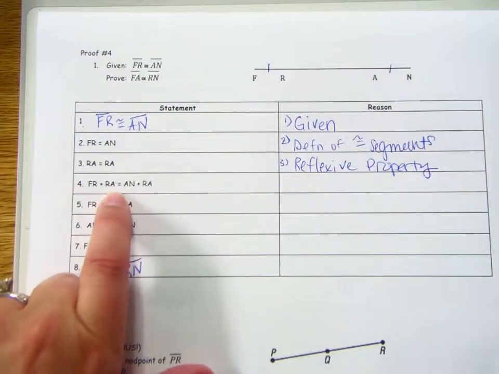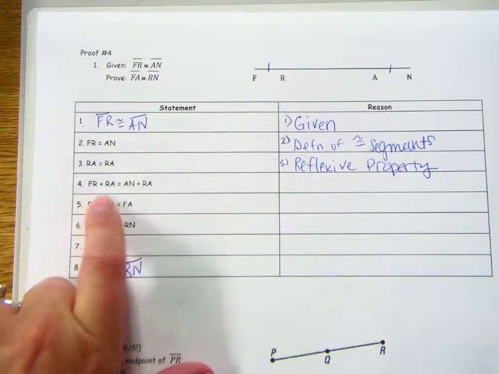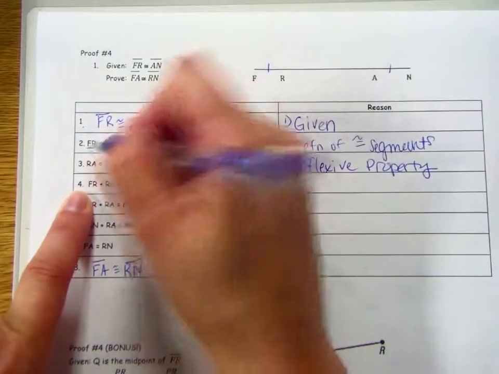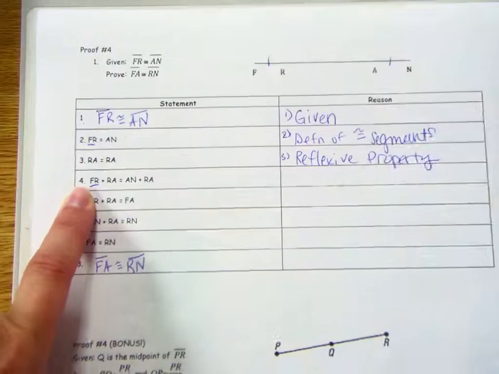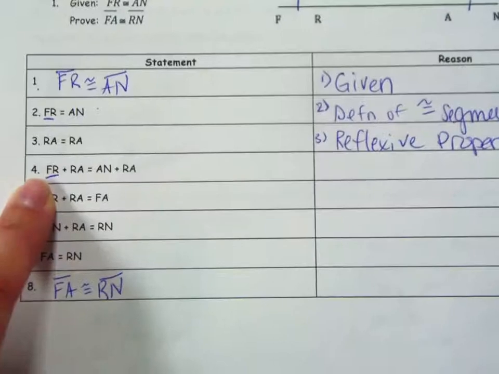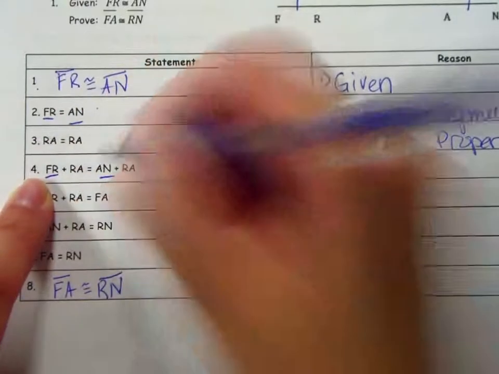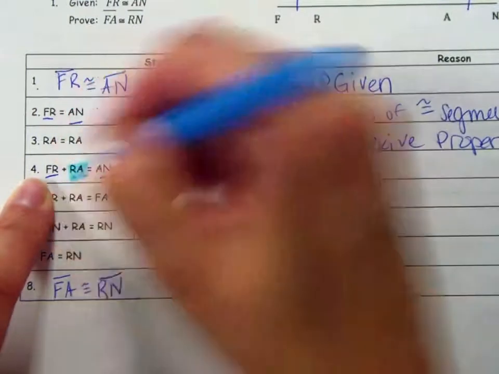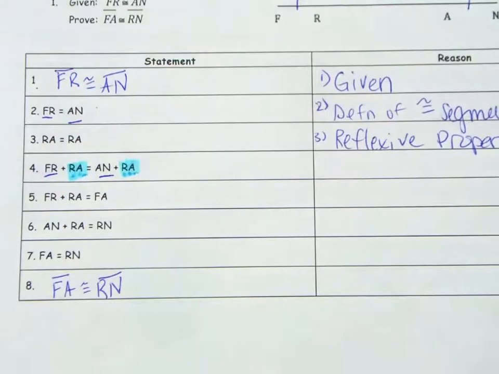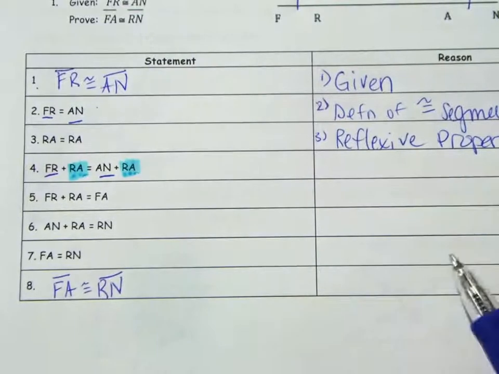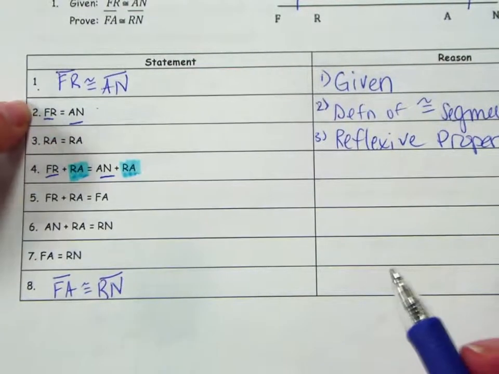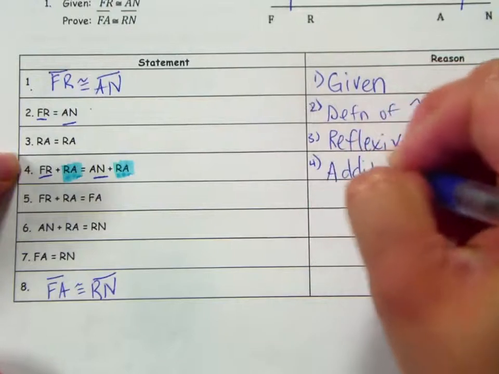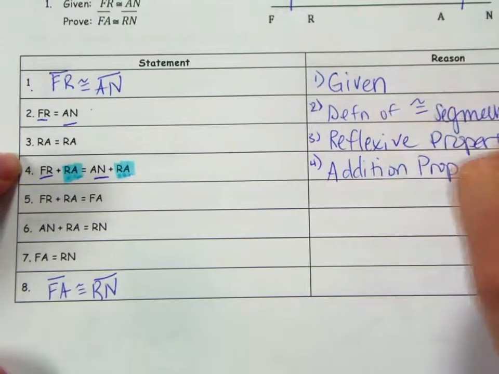Okay, now coming to statement 4. If you look at statement 2 compared to statement 4, you might see that we have FR on the left-hand side. We have AN on the right-hand side. What's different is that we are adding on the length of RA to both sides of this equation to make this one. We add something on to both sides. That is our addition property of equality.